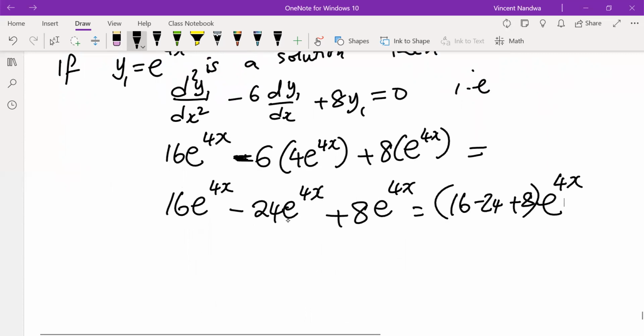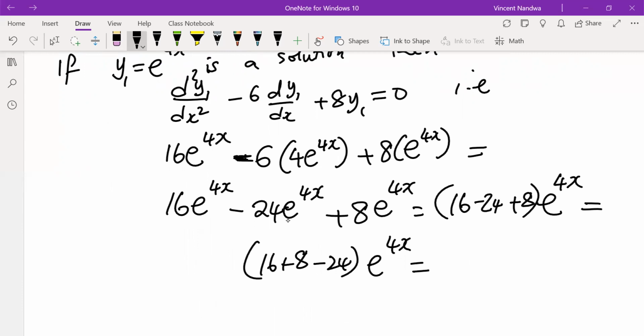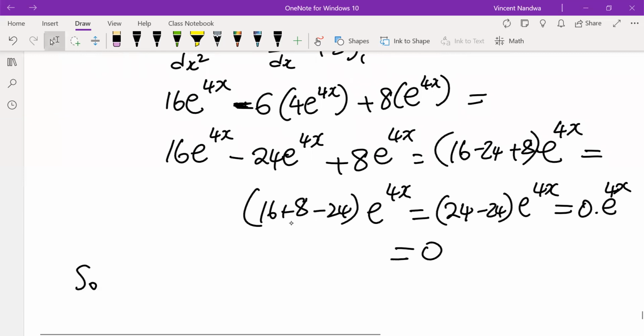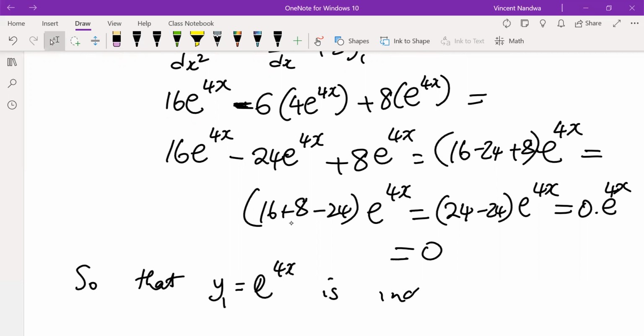Now, this is clearly 16 plus 8 minus 24, which is 24 minus 24. And it's not hard to see that this is 0 times e raised power 4x, which is just 0. So y1 is indeed a solution.